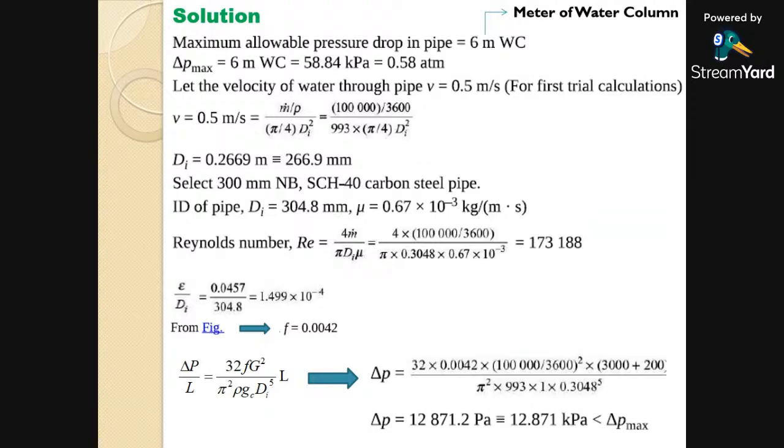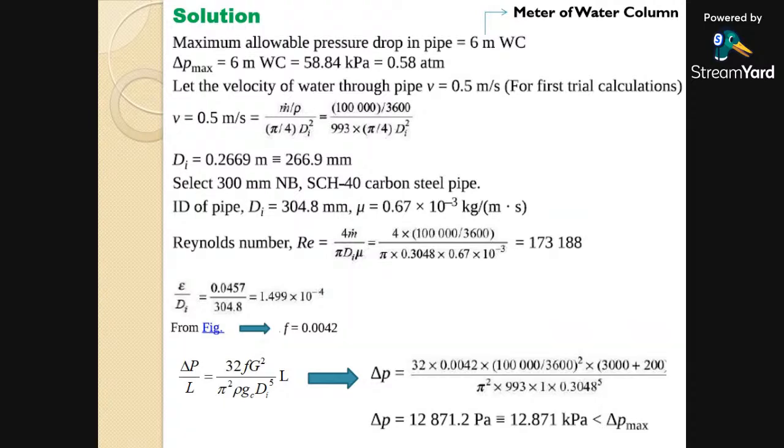So we have to select a pressure drop in such a way that it should be below the specified value of the available pressure drop. That is, it may be lower than the 58 kilopascal. So by assuming the velocity 1 meter per second, we have got the delta P by L as around 8 kilopascal something.